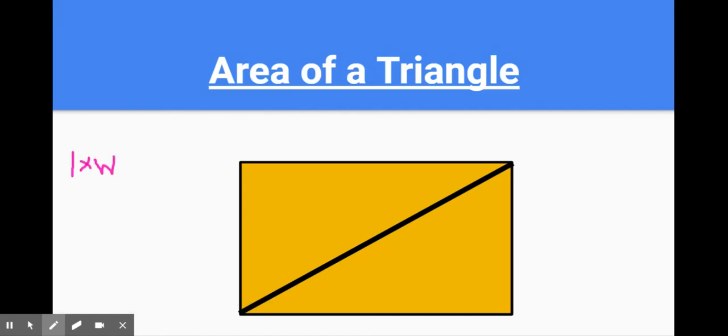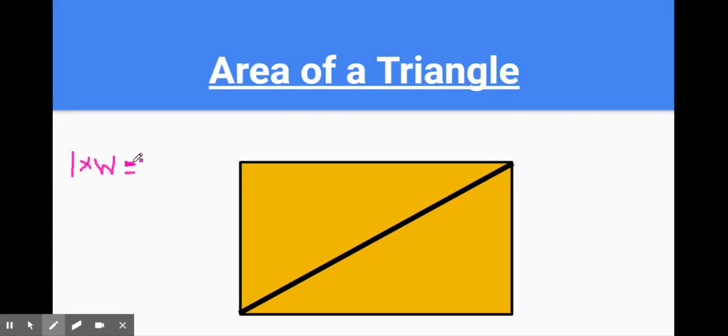But how am I going to figure out the area of a triangle? Now, we know that length times width gives us the area of a rectangle, this entire thing. And if we divide a rectangle in half, it gives us two triangles. That should make you think to take half of your answer for the area of a rectangle.